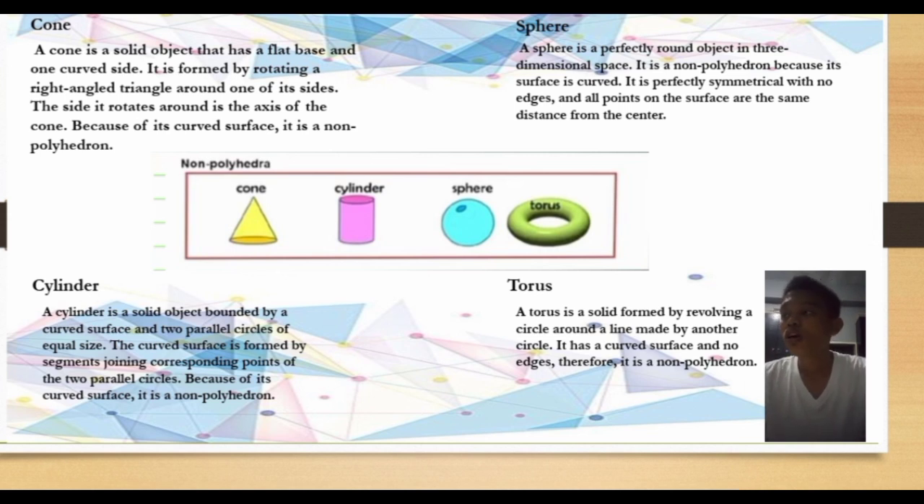Torus. A torus is a solid formed by revolving a circle around a line made by another circle. It has a curved surface and two edges, therefore it is a non-polyhedron.